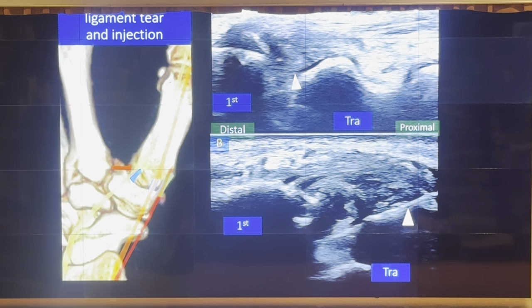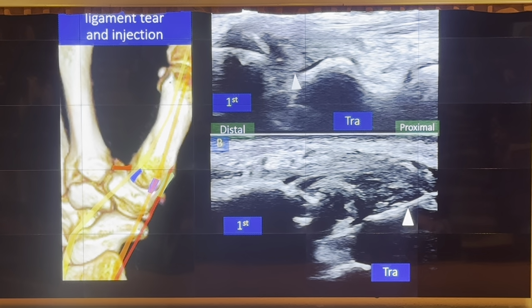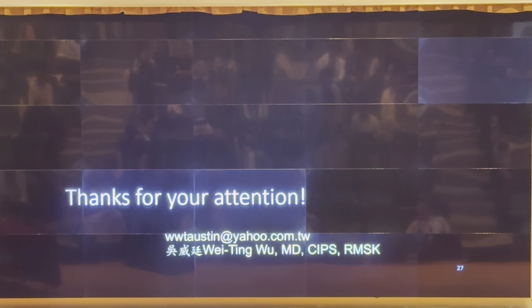So for such a case, you can inject from the proximal to the distal side and inject the CMC joint. But before you perform the injection, the most important thing is you should find where the radial artery is. Because for the injection of the CMC joint, the most important thing is to check the artery. So if you can find the artery, then you can set up and perform the in-plane approach.